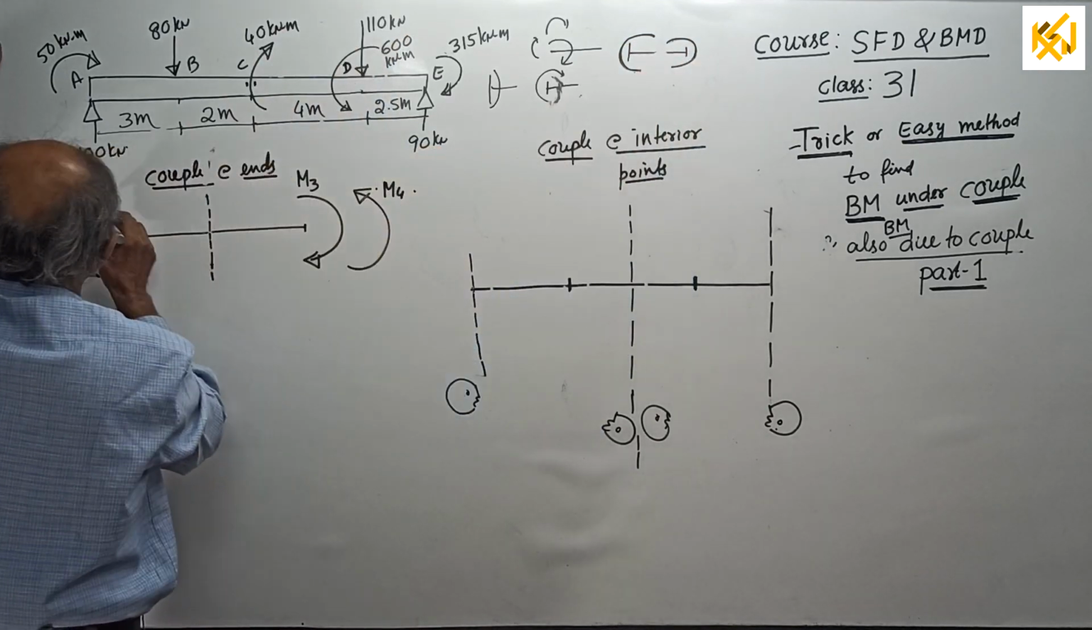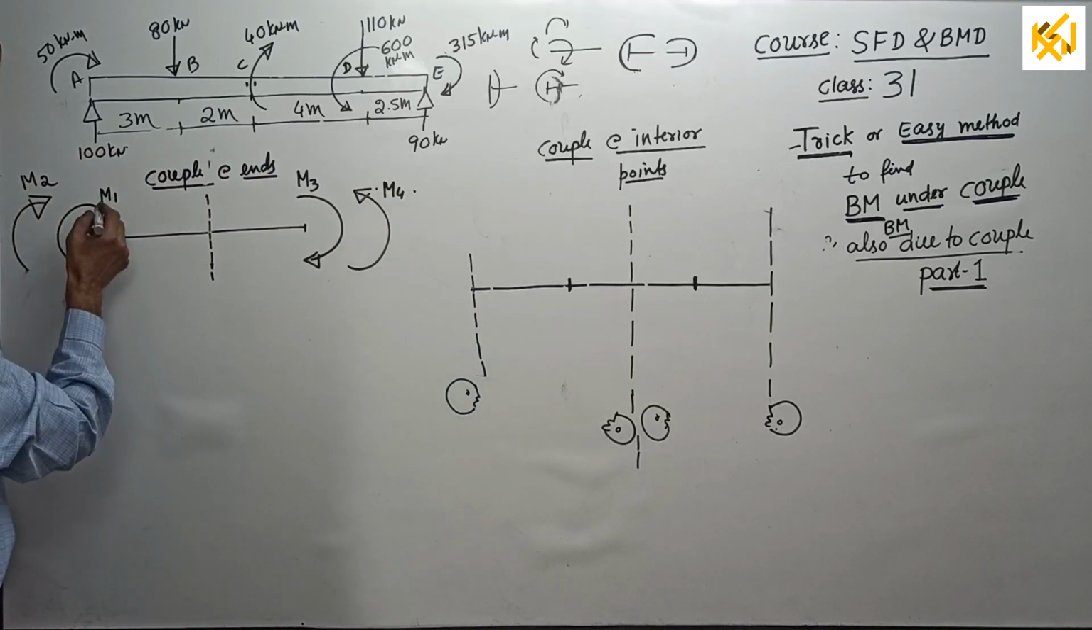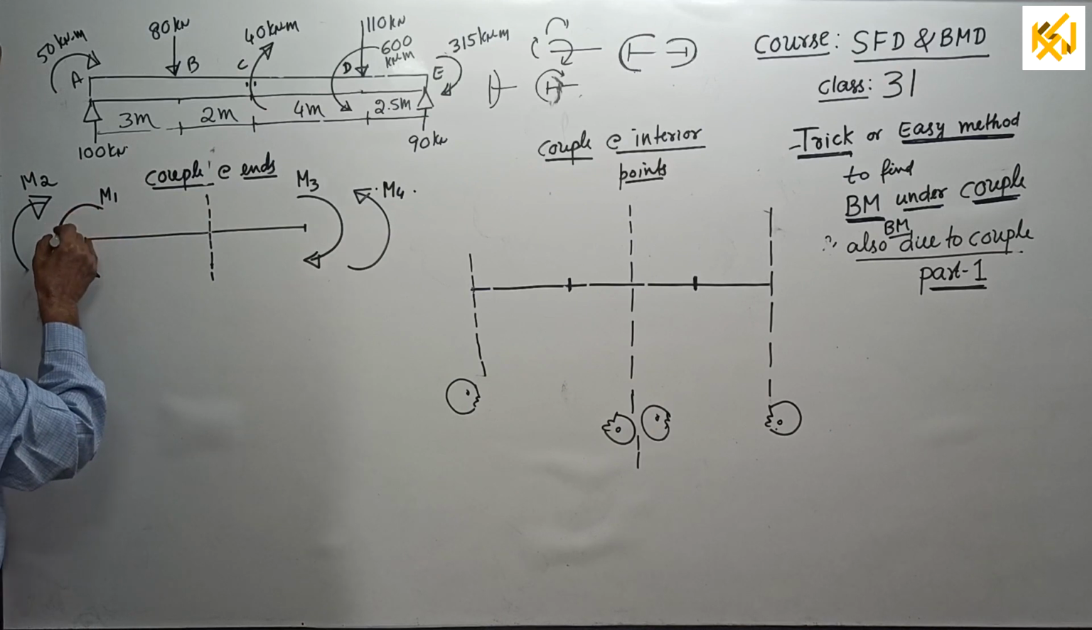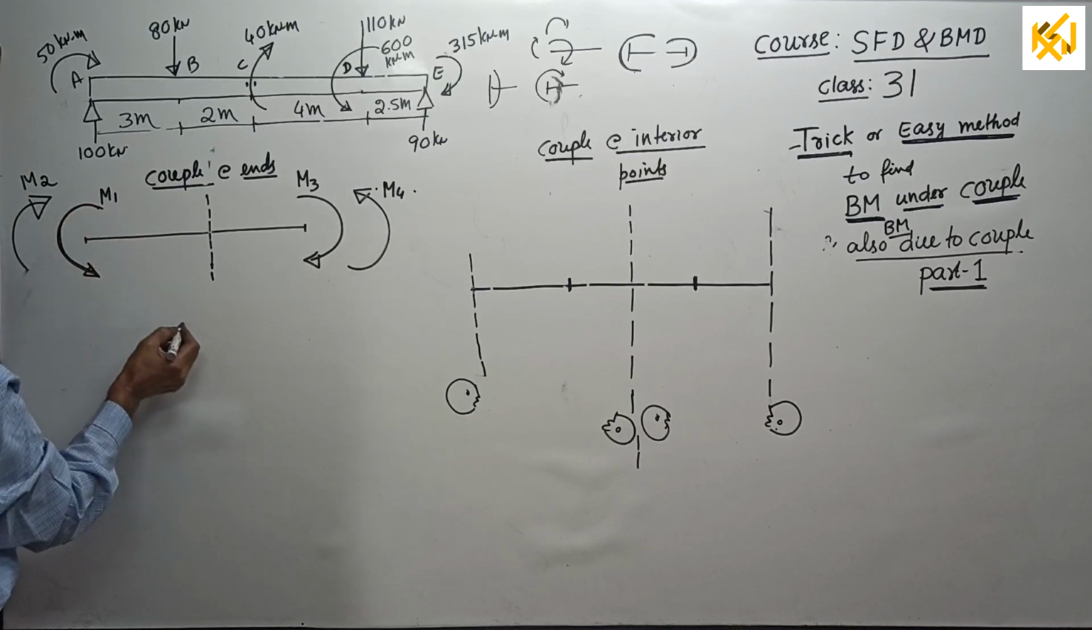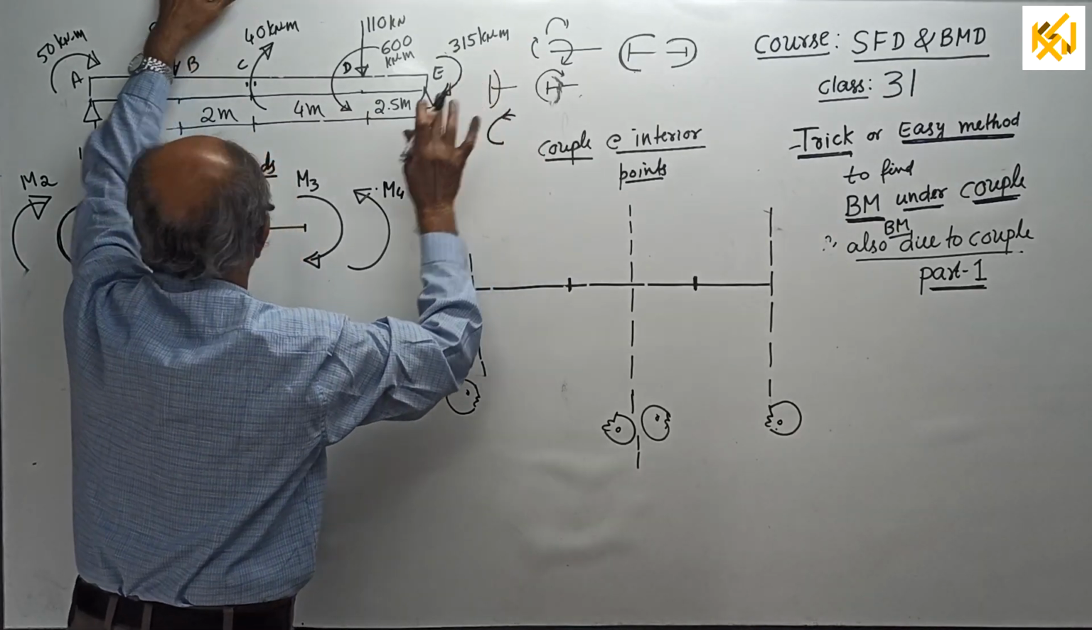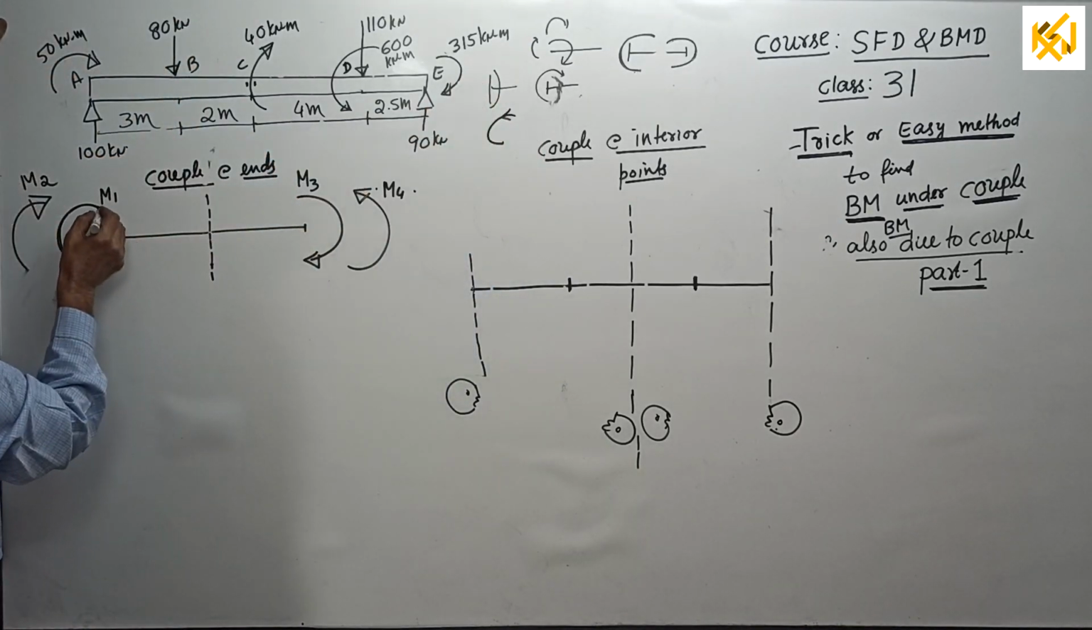You can see here, I have shown two couples. Suppose they give an anti-clockwise couple, mark this way. Do not mark this way, and do not mark it this way and put the arrow mark here. Not that way. That is the usual tendency.